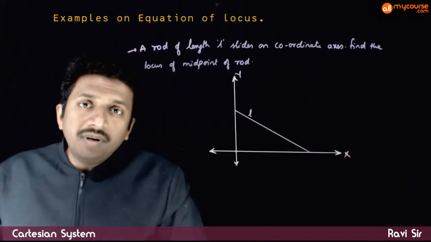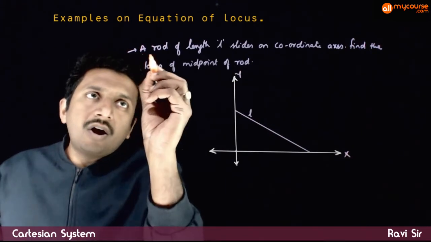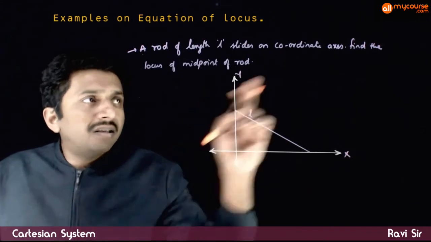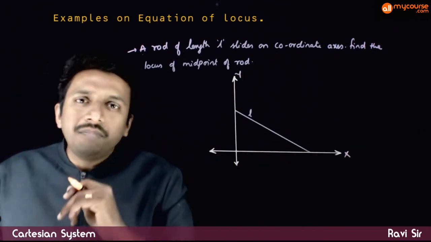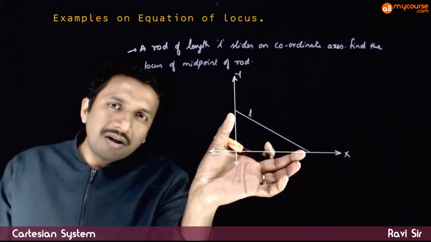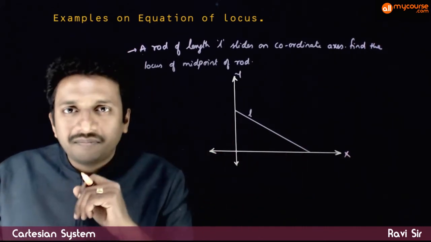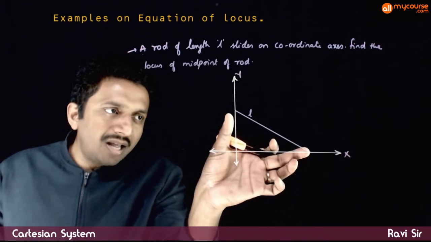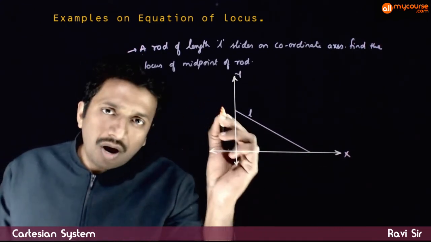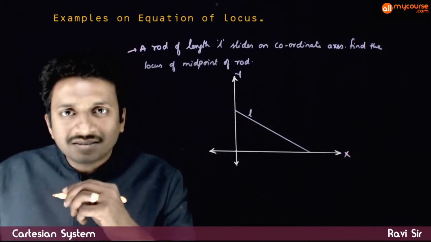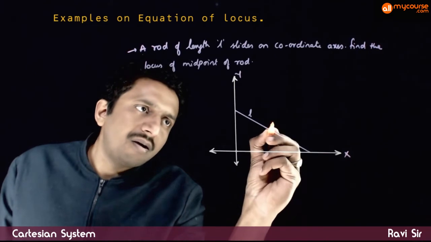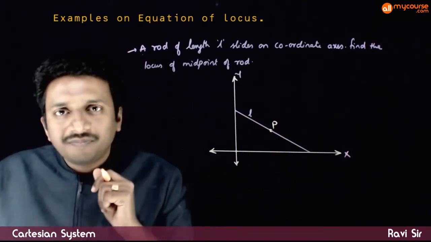In the next example, you are given that a rod of length L slides on coordinate axis. Find the locus of midpoint of the rod. So you have a rod of certain length L. Now this rod is sliding on this coordinate axis. As this rod is sliding on the coordinate axis, what is the locus of the midpoint of this rod?